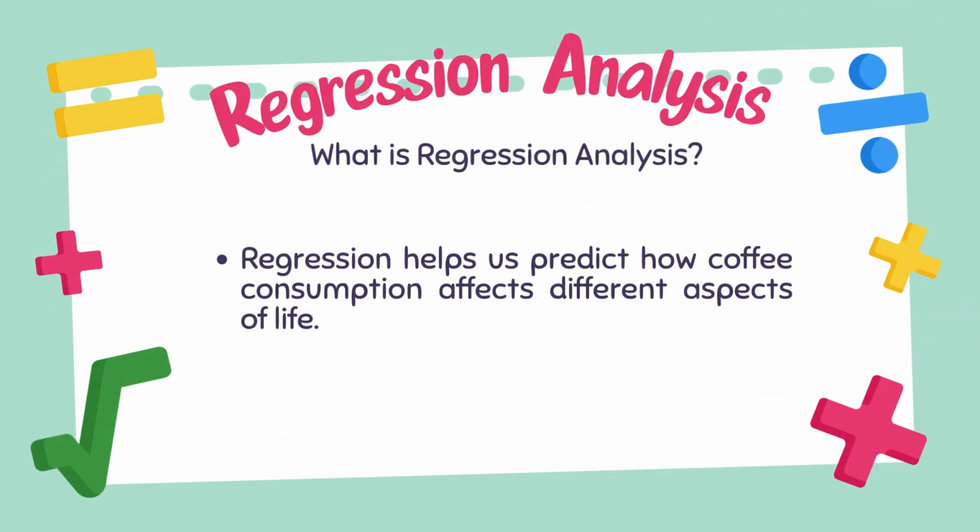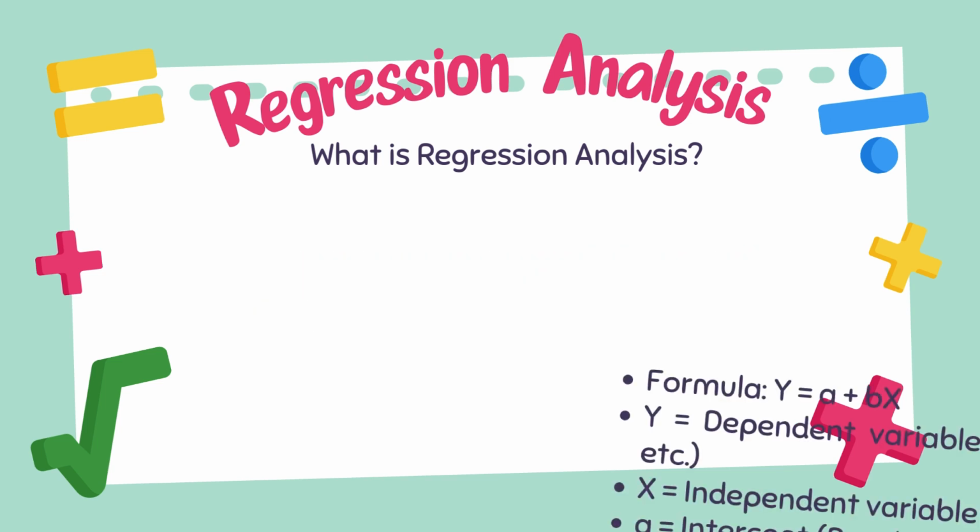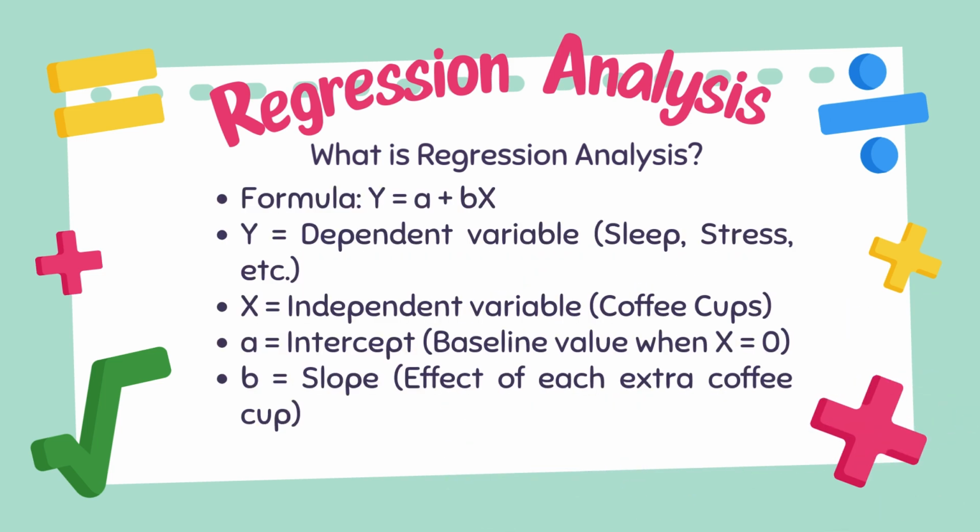We use regression to help us predict how coffee consumption affects different aspects of life, such as sleep quality, sleep hours, stress, and more. We use the formula y equals a plus bx, where y is the dependent variable, x is the independent variable, a is the baseline value when x equals 0, and b is the effect of each extra coffee cup.